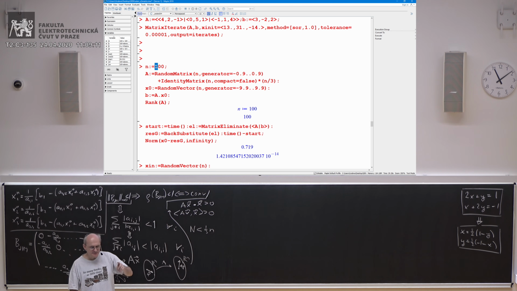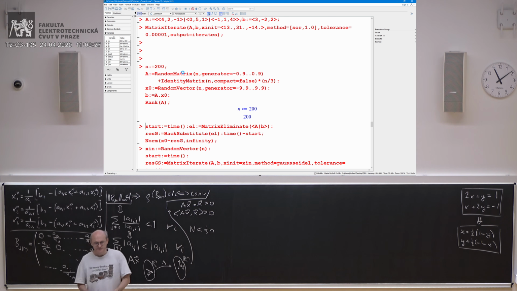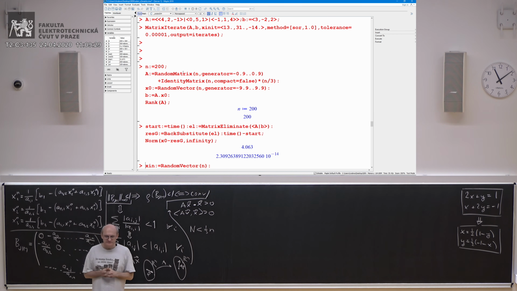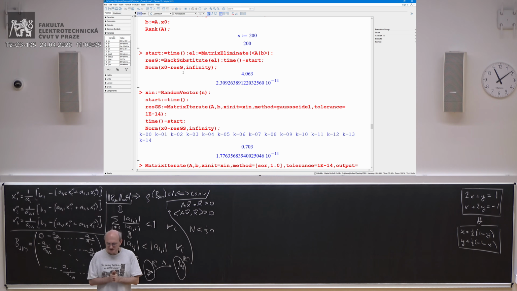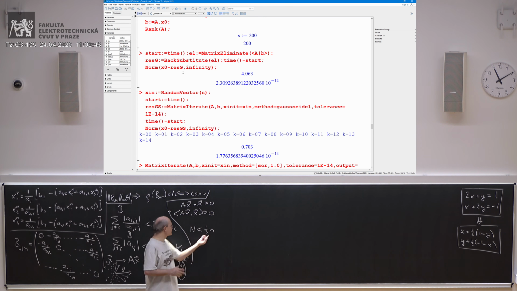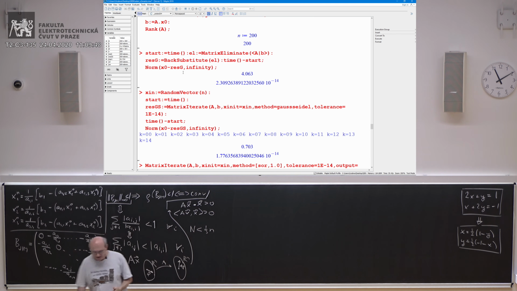What happens if I increase the size of the matrix to 200? Elimination depends on n as n cubed. So the runtime will be roughly 8 times longer, which should be about 4.5 seconds. Let's see. Well, 4 seconds, that's quite good. Iteration, well, 0.7 seconds. Now you can see the difference between elimination and the iteration getting larger, because n grows at a certain rate, but capital N, the number of iterations, grows slower. That's a general experience.